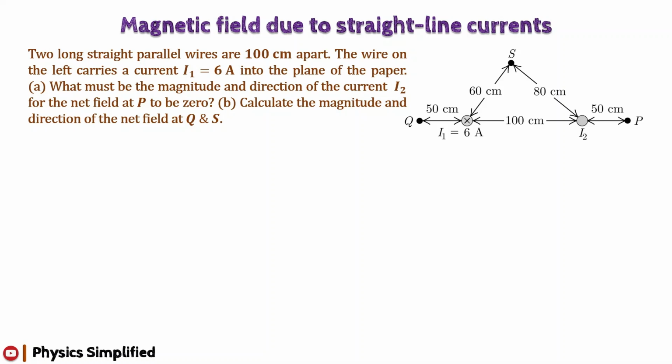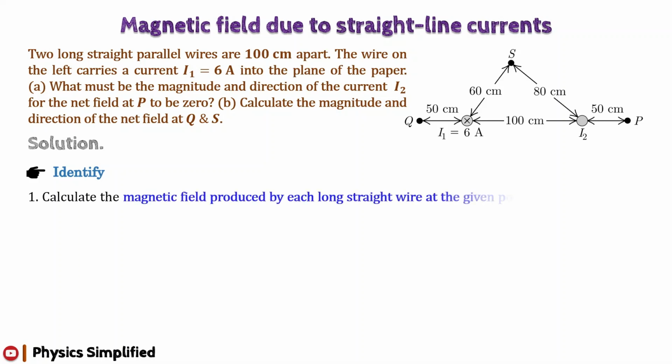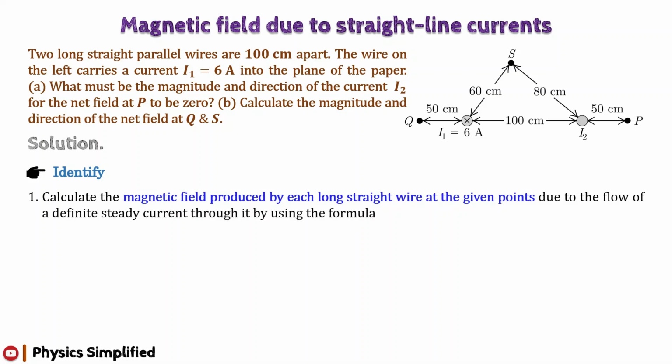Let us now identify the concept required to solve this problem. We know that the flow of current through a wire develops a magnetic field around it. Hence, to determine the total magnetic field at the given points, first we need to calculate the magnetic field produced by each long straight wire at those points for the flow of a steady current through each of them.